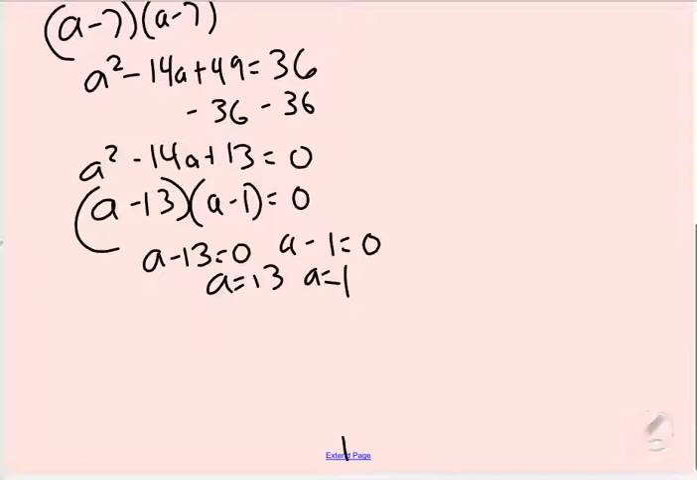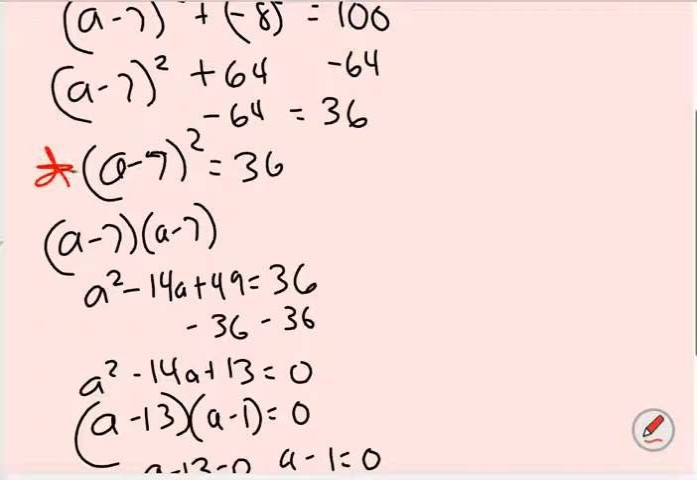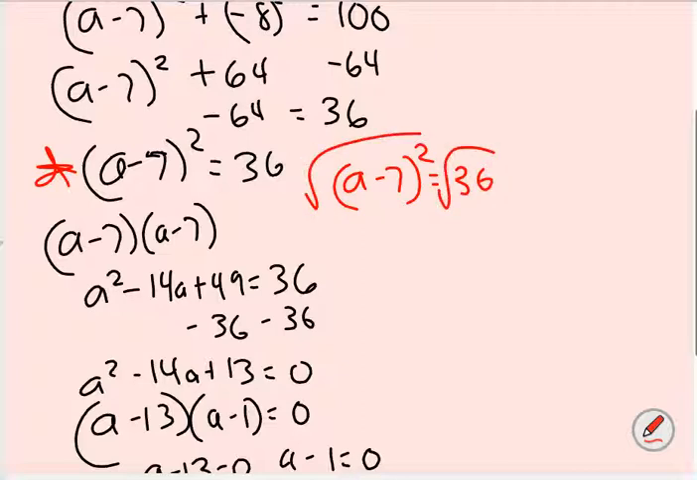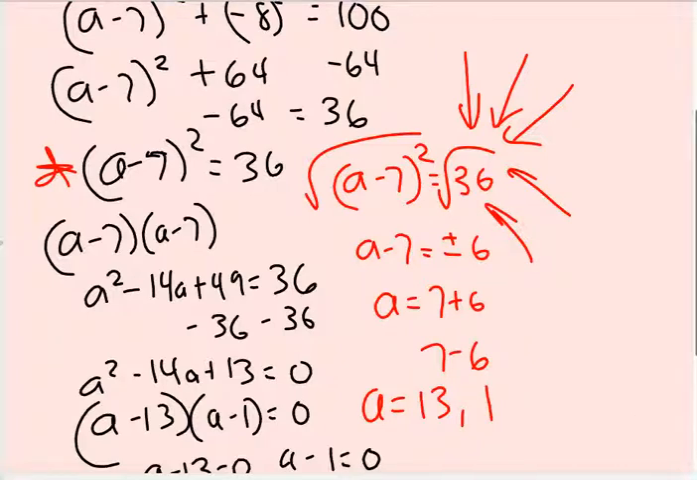Now, I can do it that way, or I can get kind of clever. Back at this step, I can take the square root of both sides, but I only want to do that if this is a perfect square. So I get a minus 7 equals plus or minus 6. So a equals 7 plus 6 and 7 minus 6. So a is going to equal 13 or 1, which is exactly what I got when I did the factoring. I can only do that if this is a perfect square. 36 is a perfect square, so it worked.